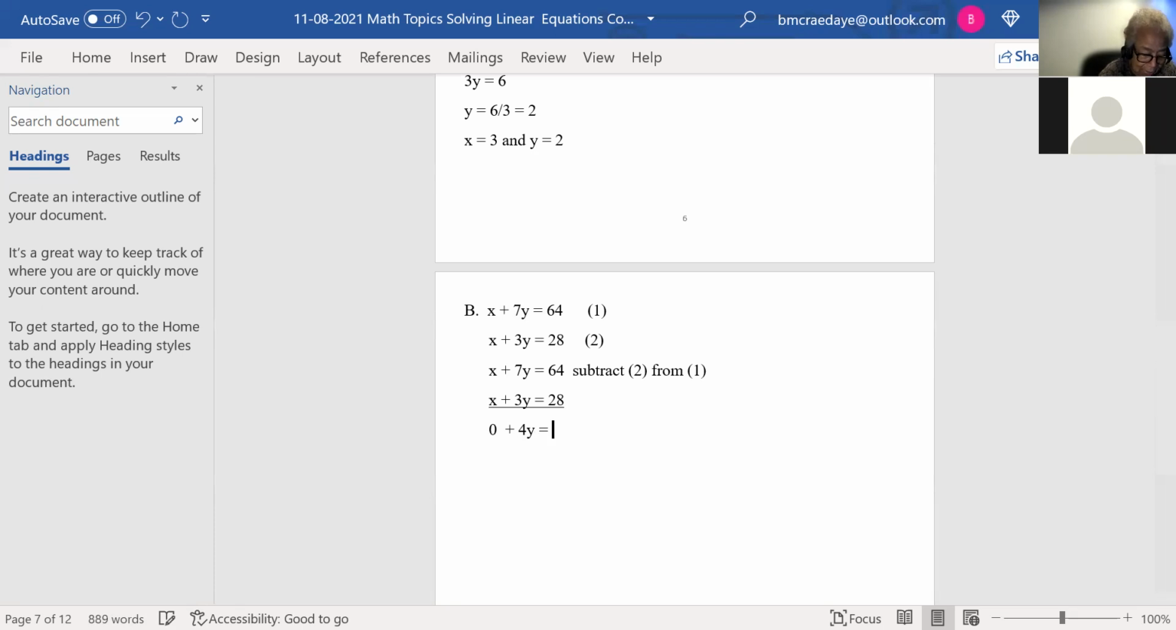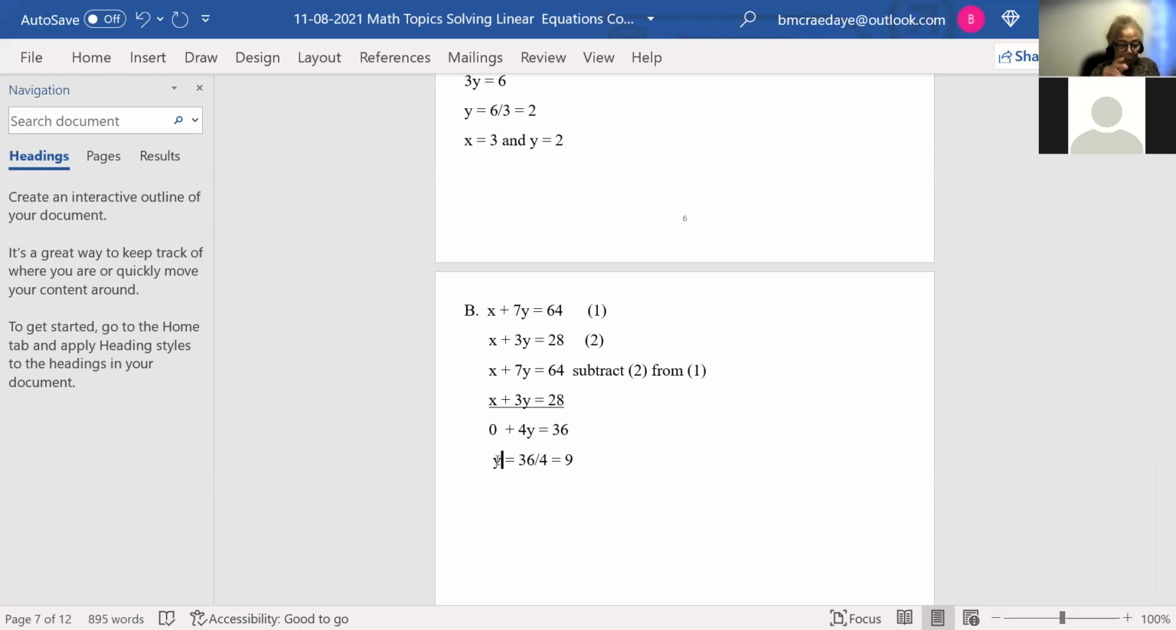So we know our answer then. What's y equal? 9. That's it, 9. Only one number times 4 gives you 36. So y equals 36 divided by 4, which equals 9. Now, Maureen, what is x equal to?